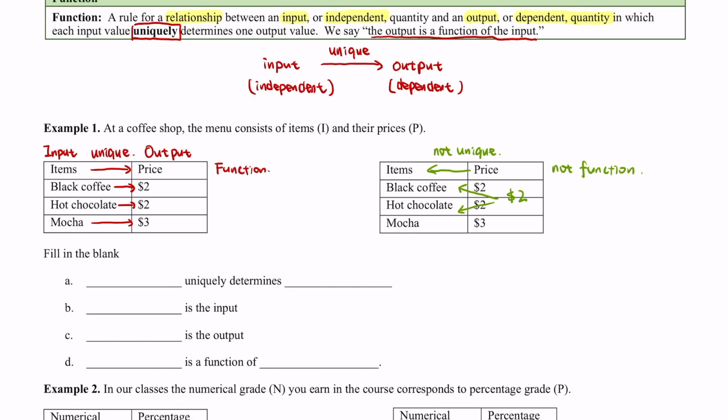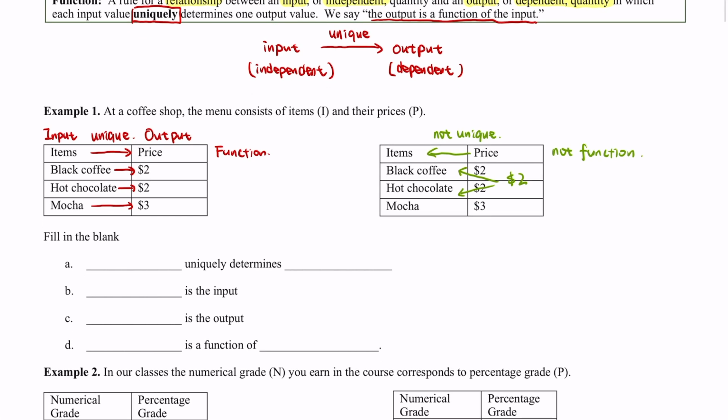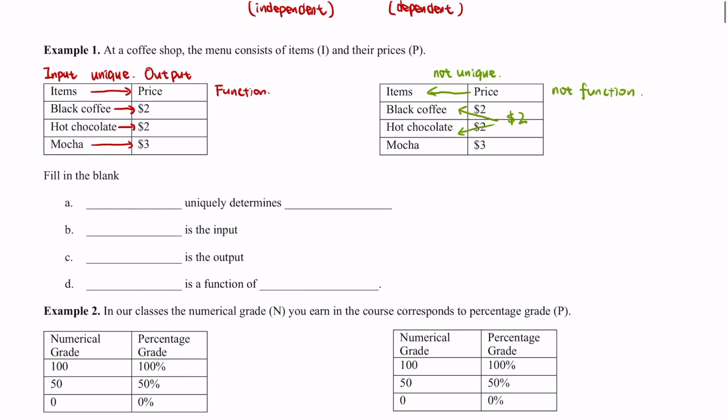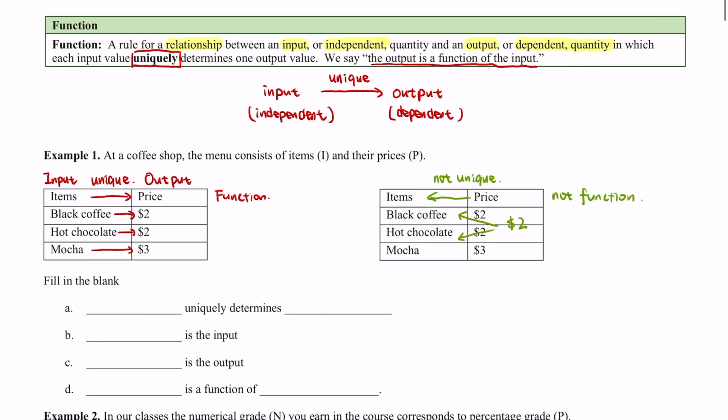Okay, if it's now a function, we are now going to consider the input and output. So the only unique relationship is from the item to price. And based on here, we can complete the blank. So the part A, what uniquely determines which quantity? You can go back to the definition, and we say the input uniquely determines the output. So the first blank should be the input, the second blank should be the output.